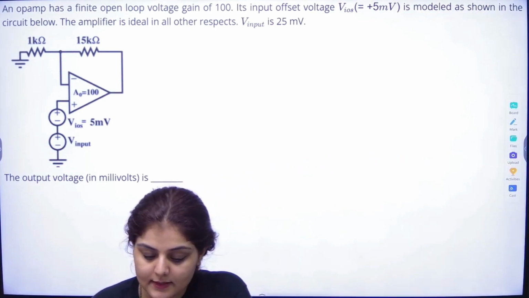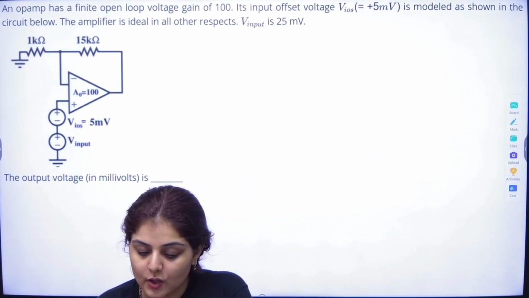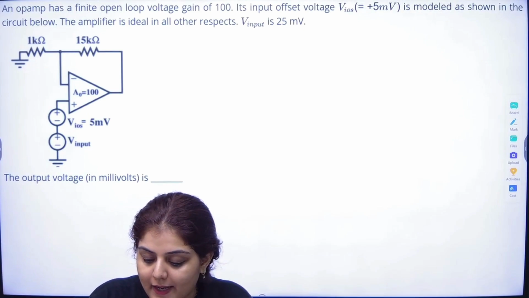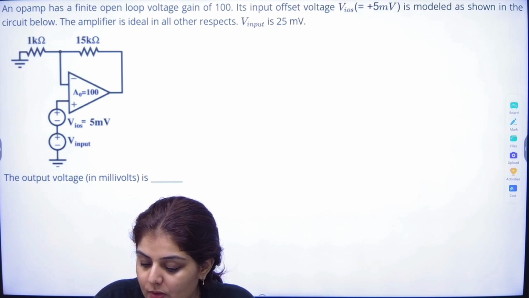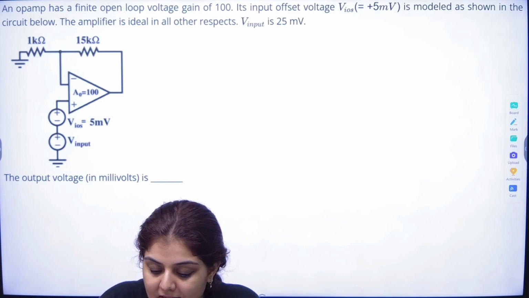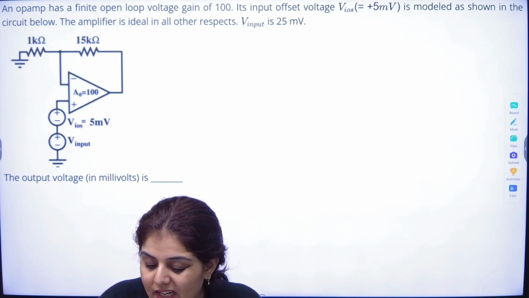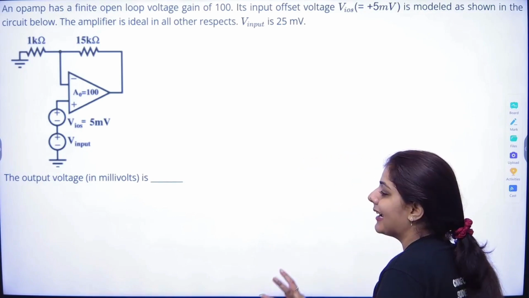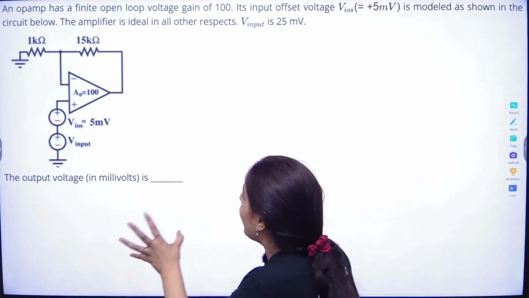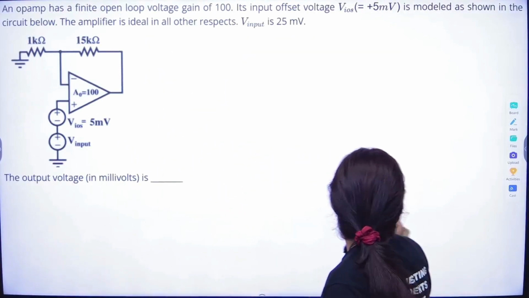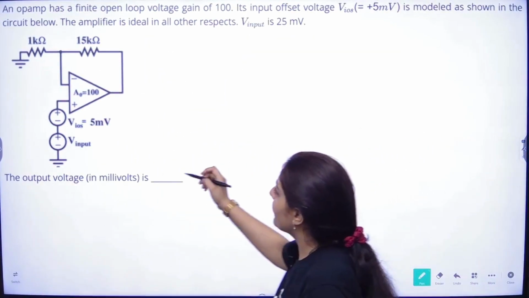Okay, the next question says that an op-amp has a finite loop gain of 100. Its input offset value IOS is equal to 5 millivolts and is modeled as shown in the circuit below. The amplifier is ideal in all respects. V input is equal to 25 millivolt. Now what they are saying is a very important thing: the op-amp is not having an infinite gain, the op-amp is having finite gain.